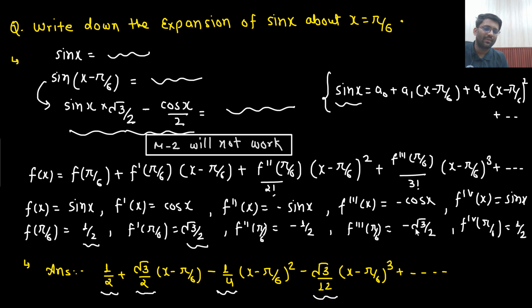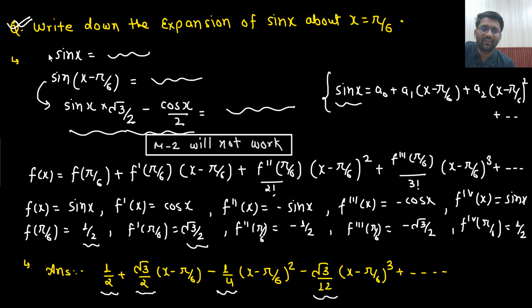So this will become minus root 3 by 2 divided by 6, that will be 12. So minus root 3 divided by 12, x minus pi by 6 whole cube, and so on. This will be the answer. This is a GATE PYQ only. Okay, this has been asked in the GATE examination, and this is how we are supposed to solve. There is no method 2 here. Formula we have to apply.